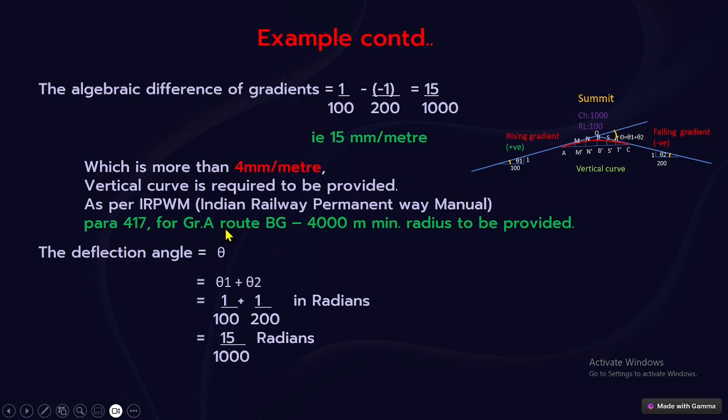And also the manual says that the minimum radius is 4000 meter, para 417. Since it is not given, we can take the minimum. You can go for flatter also, but the minimum is 4000. That is why we take 4000 meter as the radius.